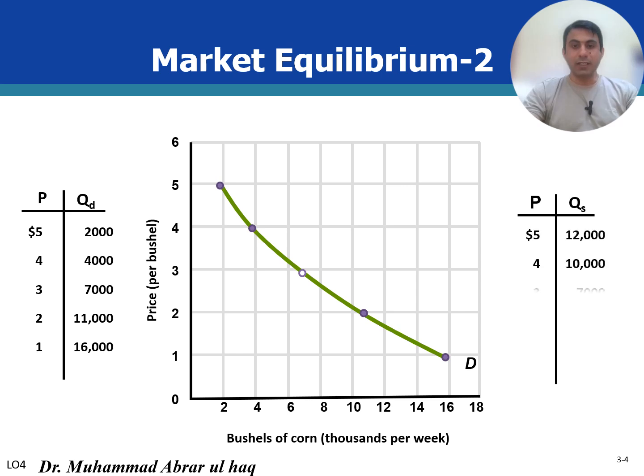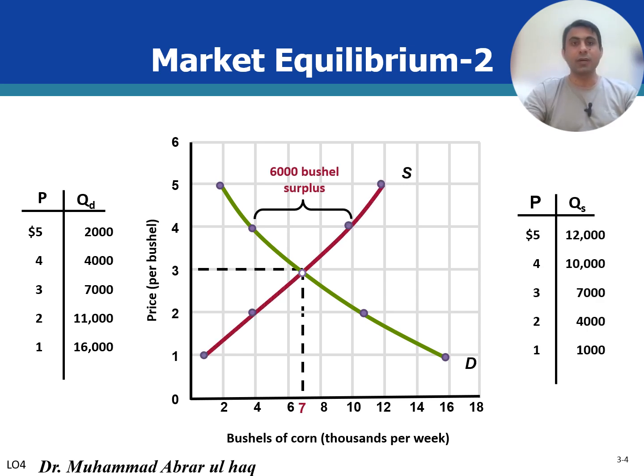Let's look at market equilibrium with an example, the corn market. In the market for corn, equilibrium is where the quantity demanded equals the quantity supplied, as shown in this diagram. This is determined by the intersection of the downward sloping demand curve, represented by D, and the upward sloping supply curve, represented by S. At the equilibrium price of $3 per bushel and the equilibrium quantity of 7,000 bushels per week, the market clears without shortages or surpluses.